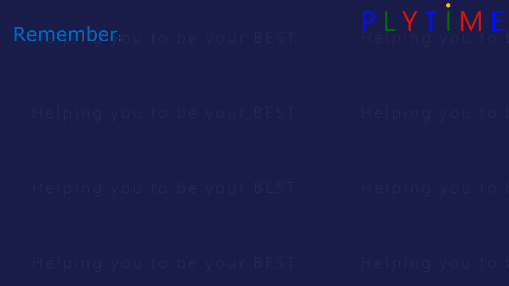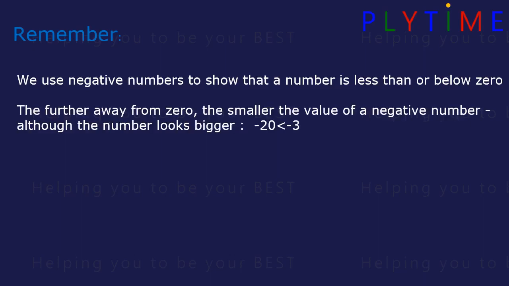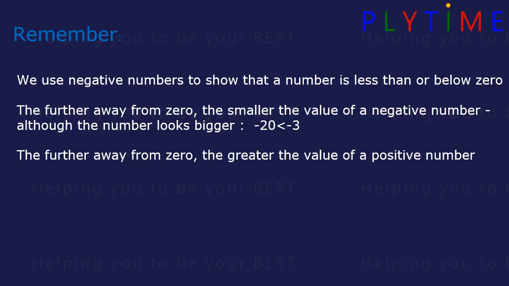Remember, we use negative numbers to show that a number is less than or below 0. The further away from 0, the smaller the value of a negative number, although the number looks bigger. So -20 is less than -3, and the further away from 0, the greater the value of a positive number.